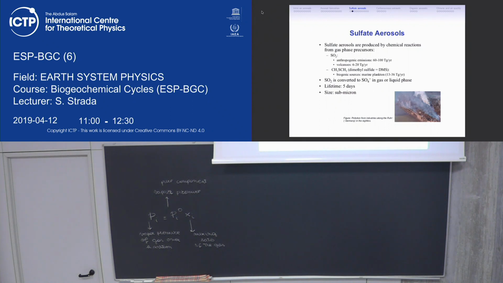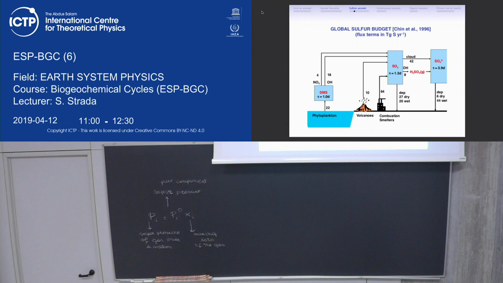And then we have dimethyl sulfide among the natural sources of sulfur-containing gas, which is mainly produced by marine plankton. Then these gases are oxidized and converted to sulfate in the gas or in the liquid phase. Mainly in the troposphere, the aqueous phase is the preferred one. They have a lifetime of around 5 days or less, and they belong to the fine fraction. Actually, sulfates are put in the range of scattering aerosols.